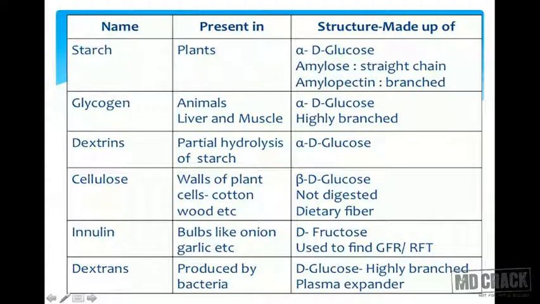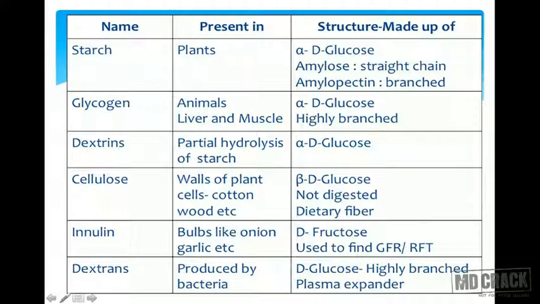Cellulose. Cellulose is another important homopolysaccharide. It is present in the walls of plant cells like cotton, wood, etc. It is made up of beta-D-glucose. As I said, beta is an anomeric form, alpha is another anomeric form. But what is important here, look at it, just because the position of OH has changed, it has a different anomer of glucose, it is not digested in the body. Our body does not have the enzymes to digest beta-D-glucose. But is it important? Yes, it is the cellulose which contributes to the dietary fiber.